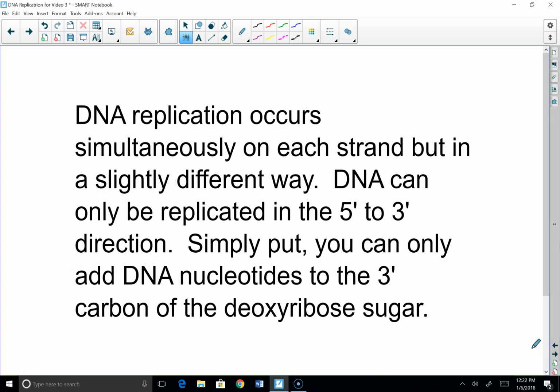When we talk about DNA replication, which in essence is taking one double-stranded DNA molecule and turning it into 2 identical copies of a double-stranded molecule, it is important to know that you can only build the new strand of DNA in the 5' to 3' direction, which simply means you can only add to the 3' carbon on the deoxyribose sugar.